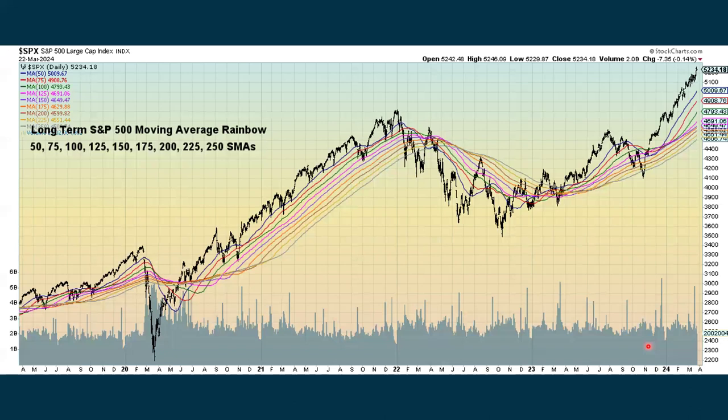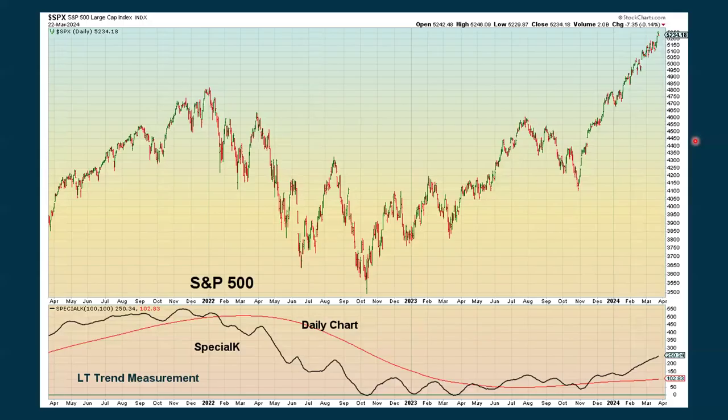Then we look at a long-term rainbow going from 50 periods up to 250 periods. All the lines are going up, price is going up, and price is above all of the lines. So the long-term trend is positive. This is a daily special K chart. This is a long-term oscillator. We don't get very many signals here, so I don't show this chart very often. We are still positive on the daily chart. We're still negative on the weekly chart, though.